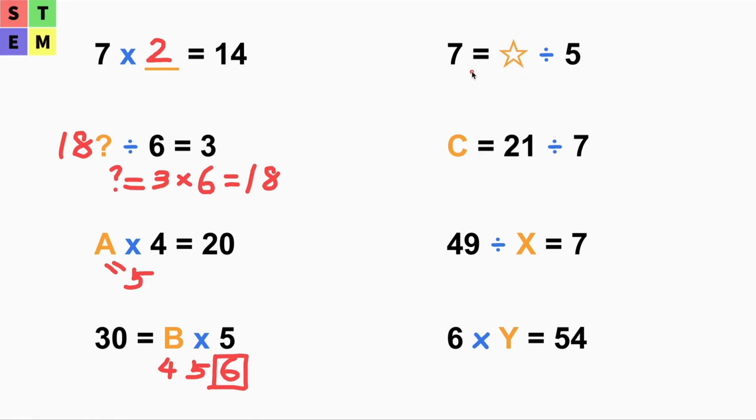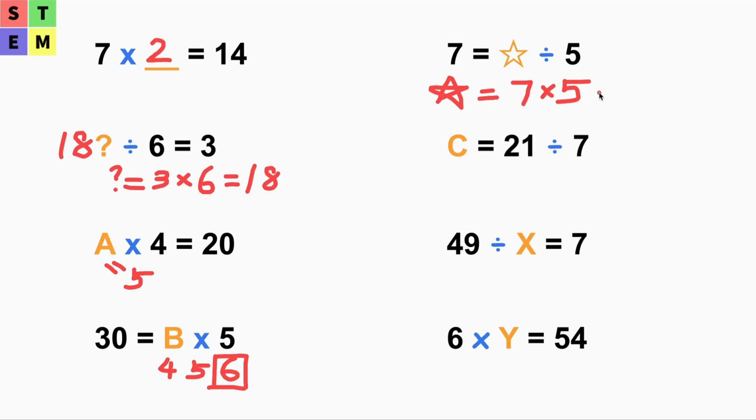Now let's take a look at this equation. We got the star here, right? So star divided by 5. 7 equals star divided by 5. So star probably equals, let's say, 7 times 5, right? 7 times 5. So what's 7 times 5?